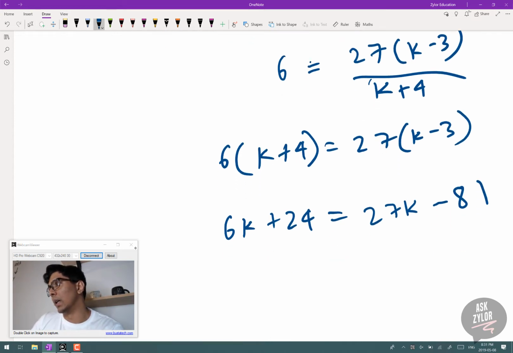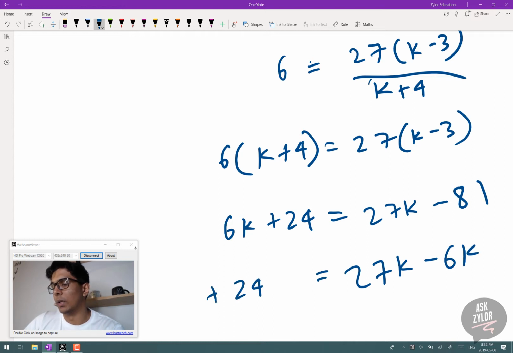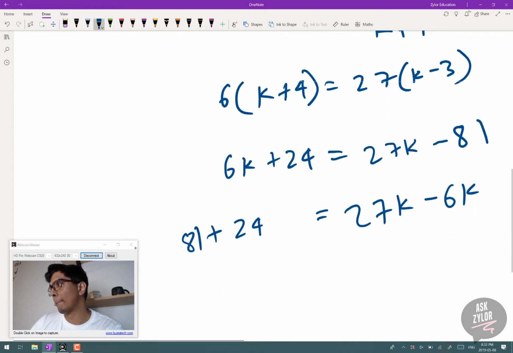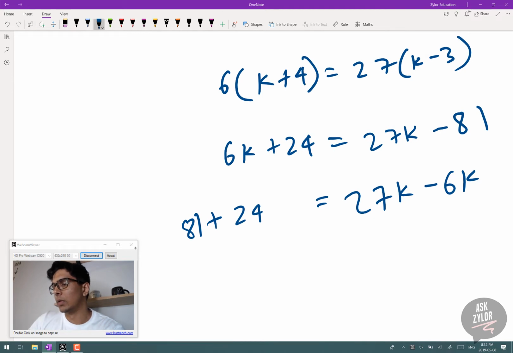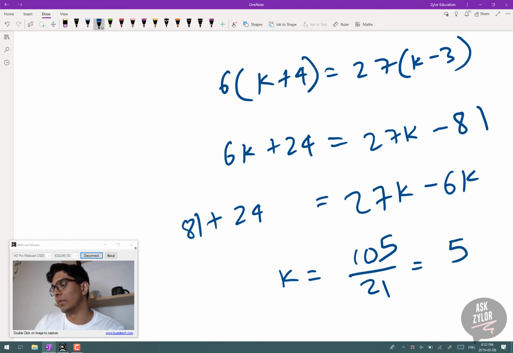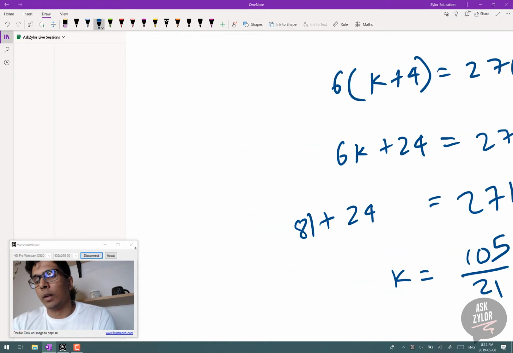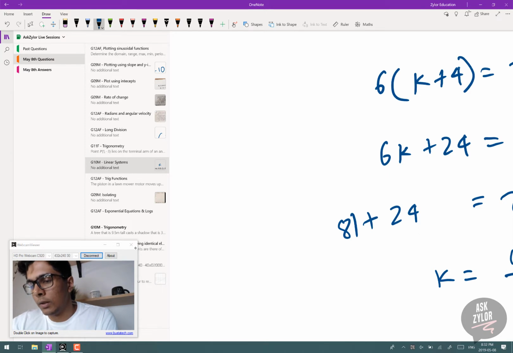Then I can get the k's to one side, the numbers to one side. I get 27k minus 6k, 24 plus 81. So then I get k is equal to 105 over 21, which ends up being just 5. Okay, so we'll move on to the next question.